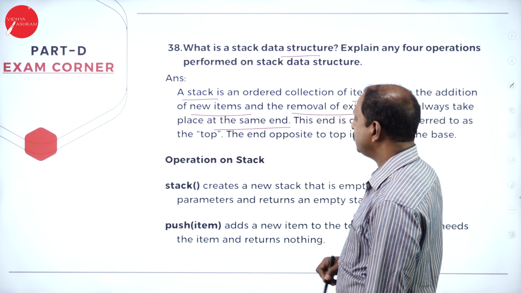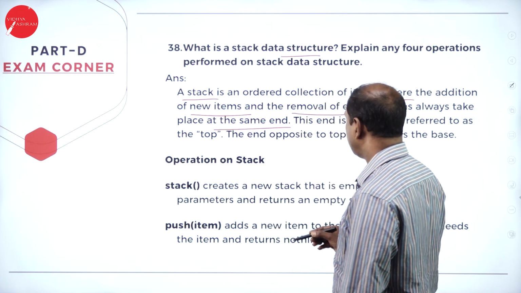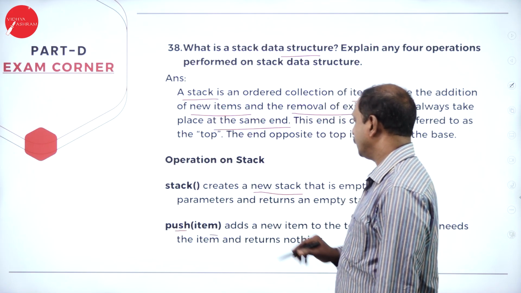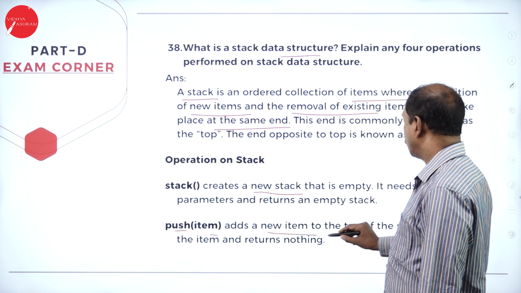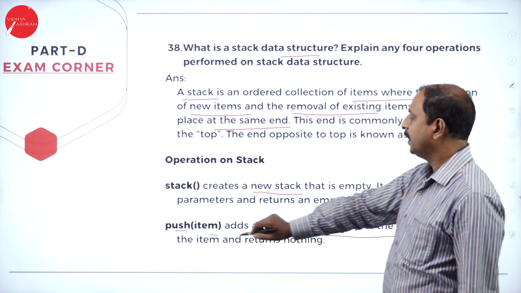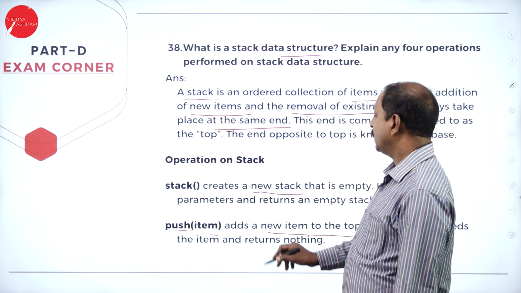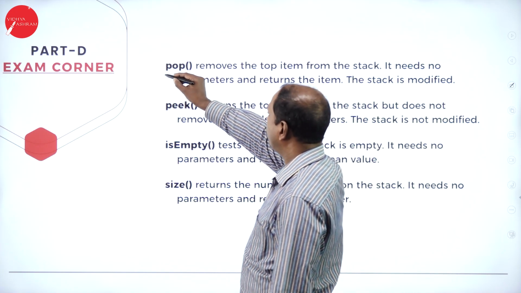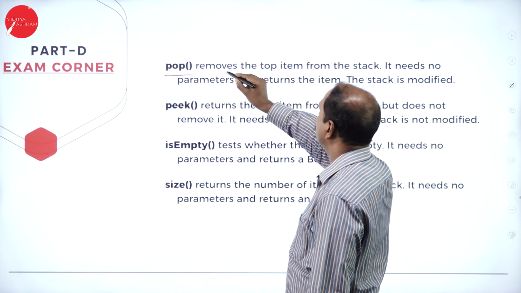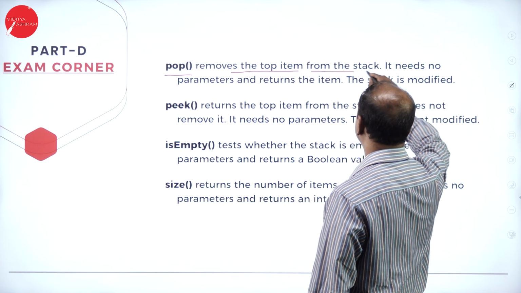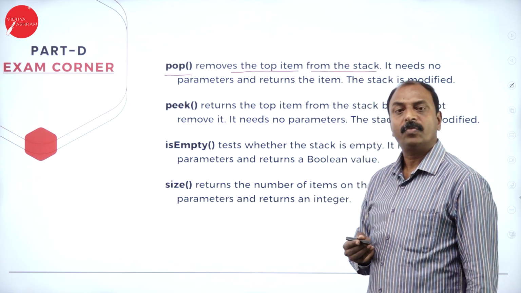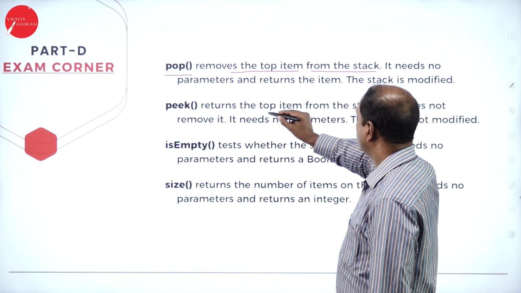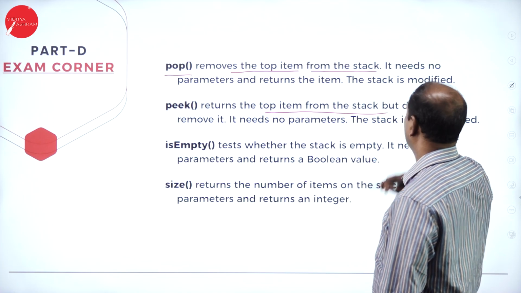And the different operations. One is the stack operation, which creates a new stack. Push an item adds a new item to the top of the stack, I mean inserting a new item at the top end. That is the push operation. Next one is the pop operation. It is a function that removes the top item from the stack. That is pop. And peek returns the top item from the stack.